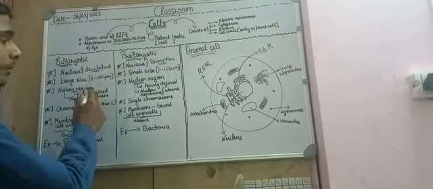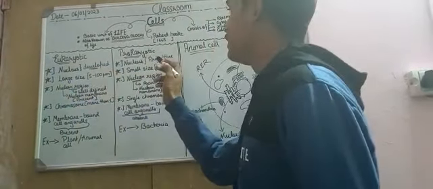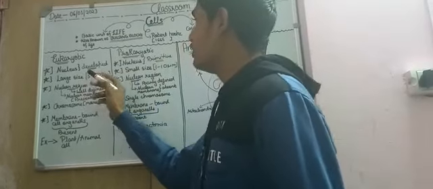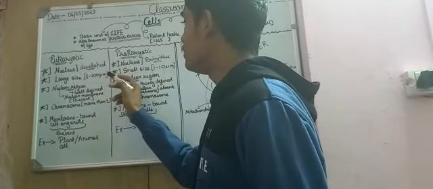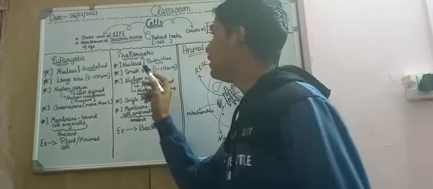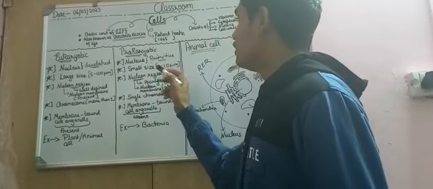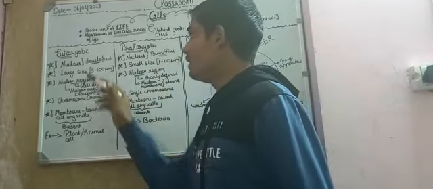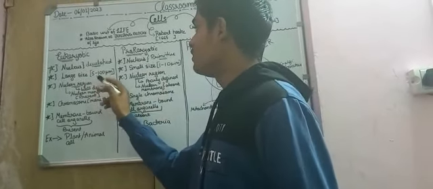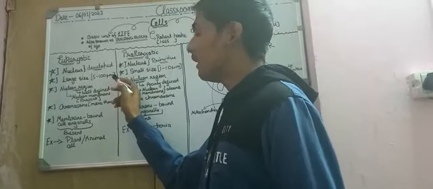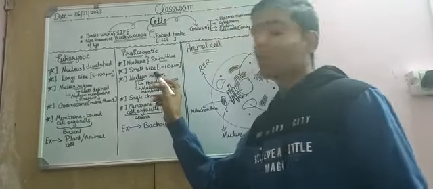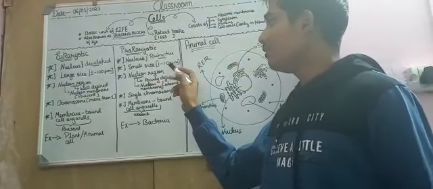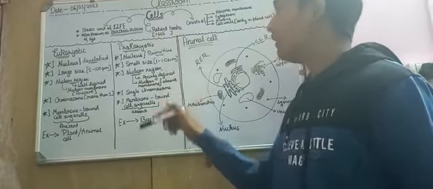There are two types of cells, prokaryotic and eukaryotic. In eukaryotic cells, the nucleus is developed because of the presence of a nuclear membrane. And in prokaryotic cells, the nucleus is primitive because of the absence of a nuclear membrane. Eukaryotic cells are large in size, between 5 to 100 nanometers. Prokaryotic cells are small in size, between 1 to 10 nanometers.